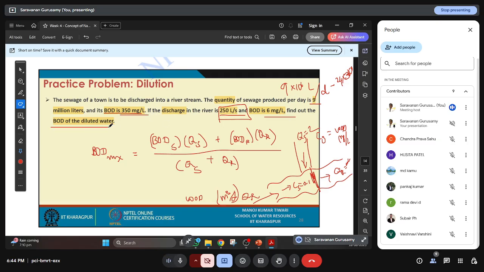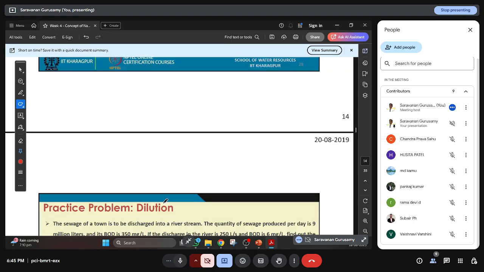What is the BOD of the diluted water? After this point, there is a dilution. How much BOD will be there? Please multiply the flow of the sewage with its BOD, and the flow of the river with the BOD of the river, divided by the total flow, which will give you the mixed BOD. Got it? So 9 into 350, plus 6 into 250, divided by 9 plus 250. Please convert the units and then add.